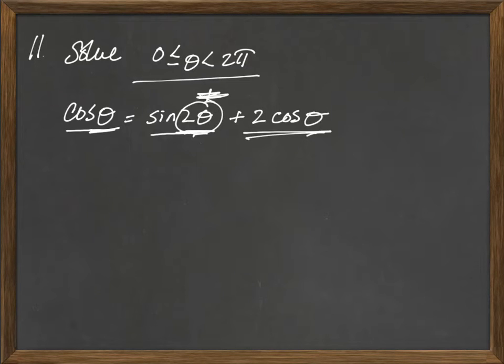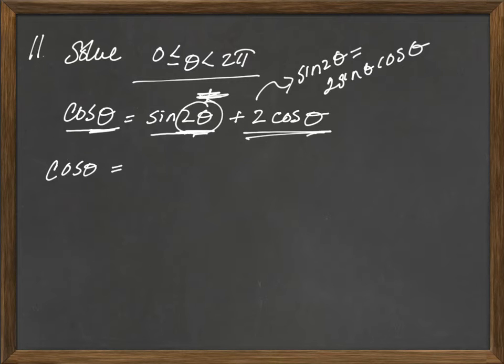But we know what sine 2 theta is. We know the identity that sine 2 theta equals 2 sine theta cosine theta. So we're going to rewrite it that way, and then all our angles are just thetas. So cosine theta equals 2 sine theta cosine theta plus 2 cosine theta.